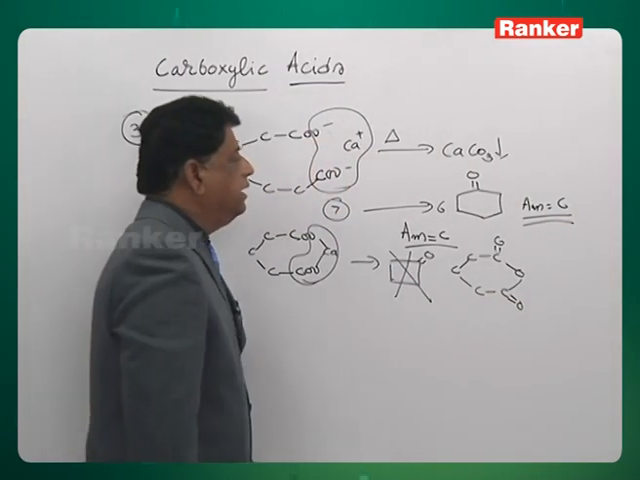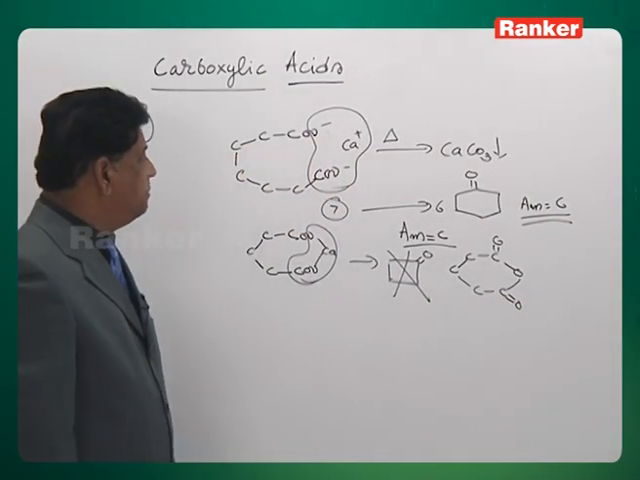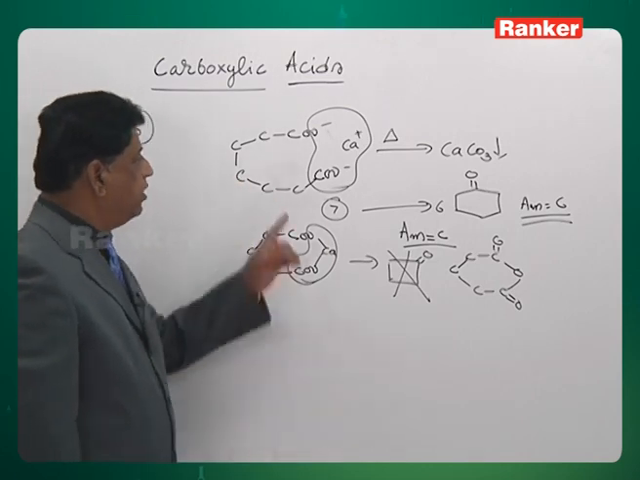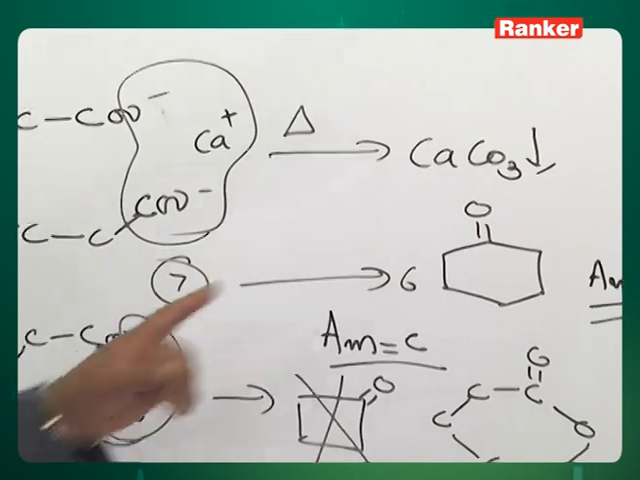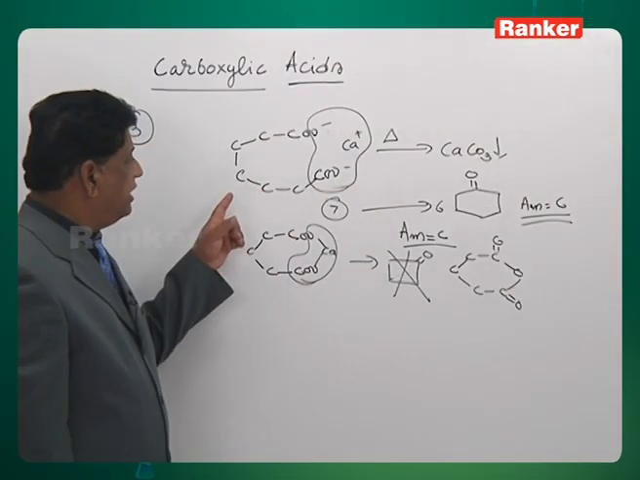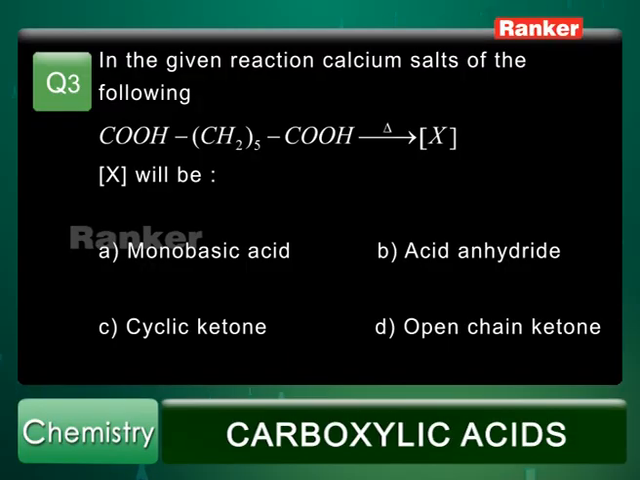It is actually a question with a slight depth. In the dicarboxylic acid, it so happens that on pyrolysis, one calcium carbonate is eliminated and you are going to get a cyclic ketone with one carbon less. So the given compound is a 7 carbon, therefore you will get a 6 carbon ketone, right.